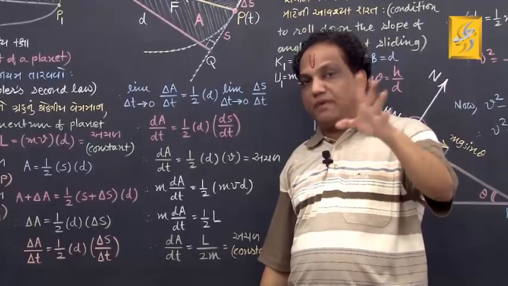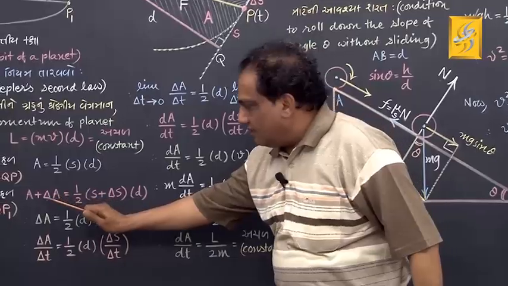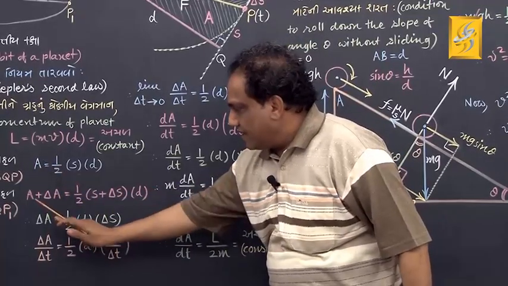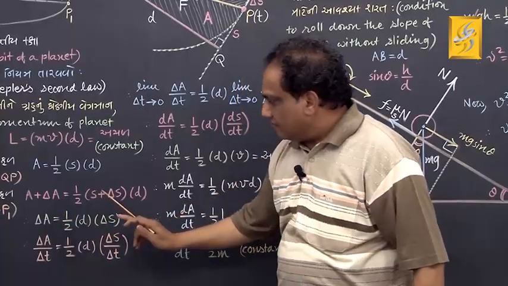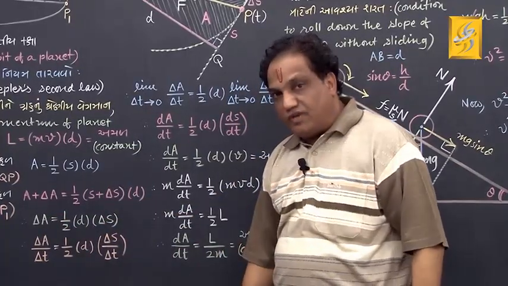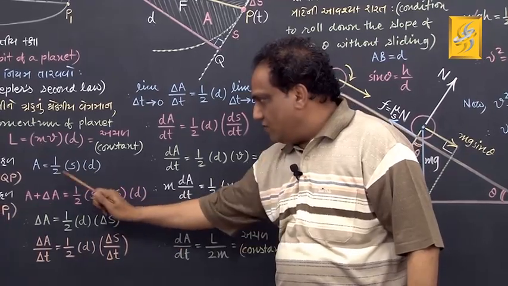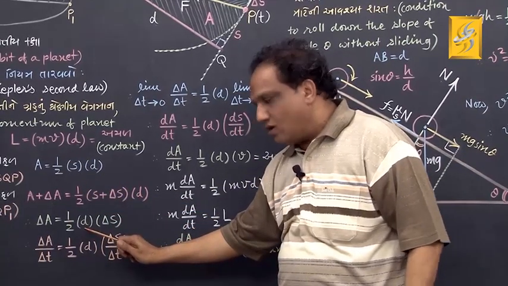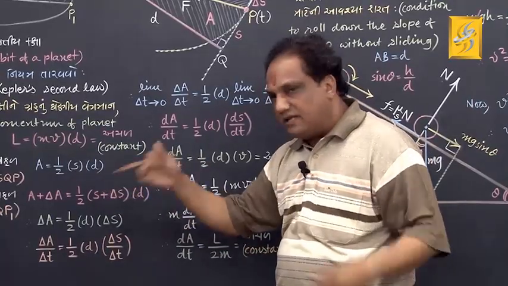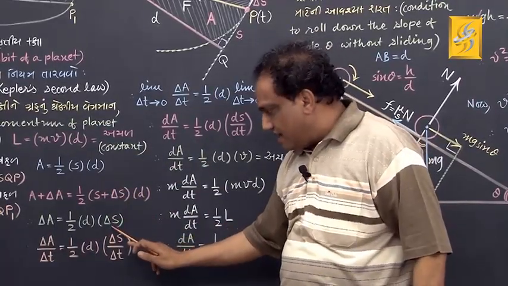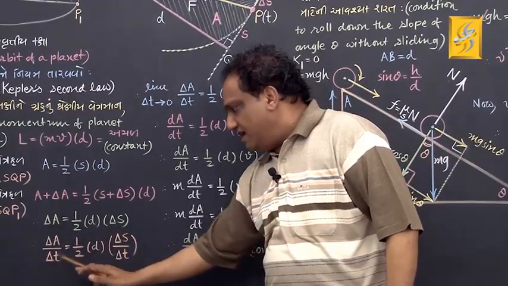Now just take the subtraction. This minus this. A and A will cancel, giving you delta A. On the other side, you can take 1 by 2 d common. Inside the bracket, this minus this: S and S will cancel, giving you delta S. Divide on both the sides by delta t.